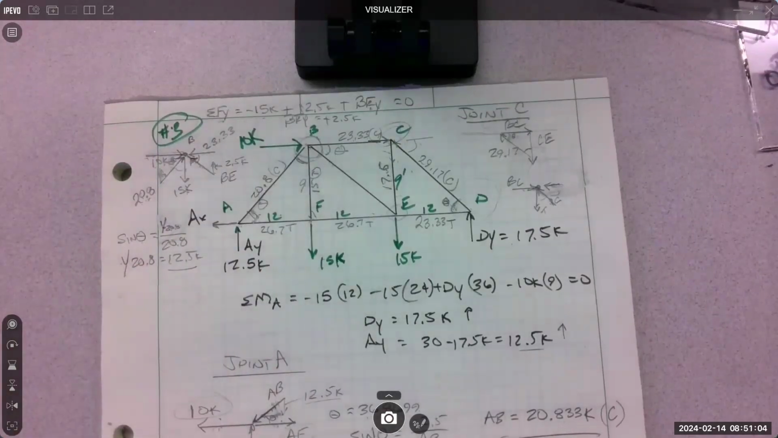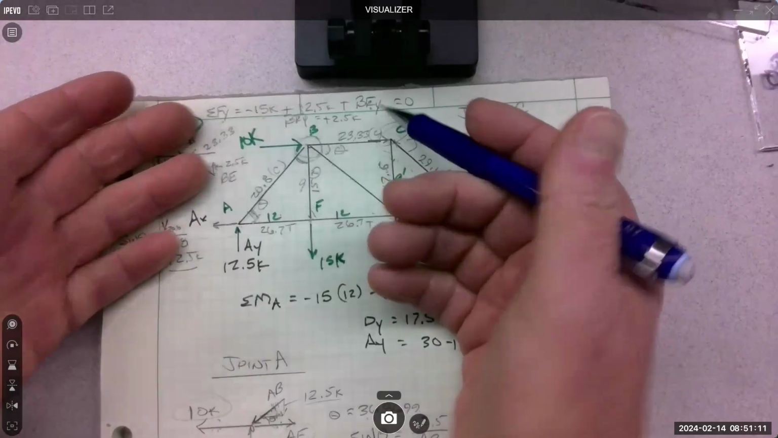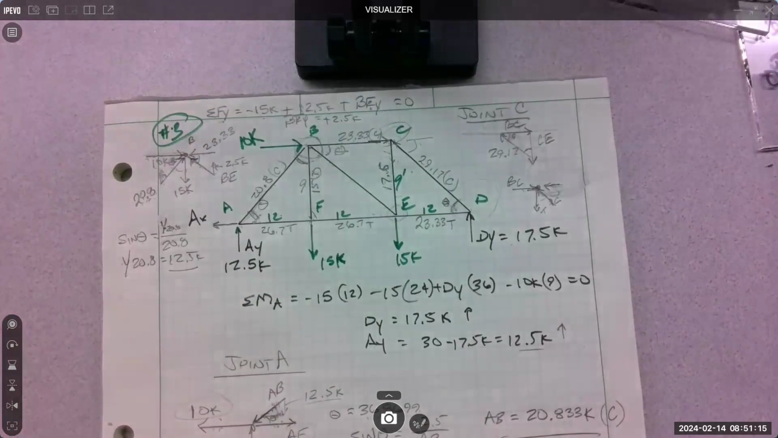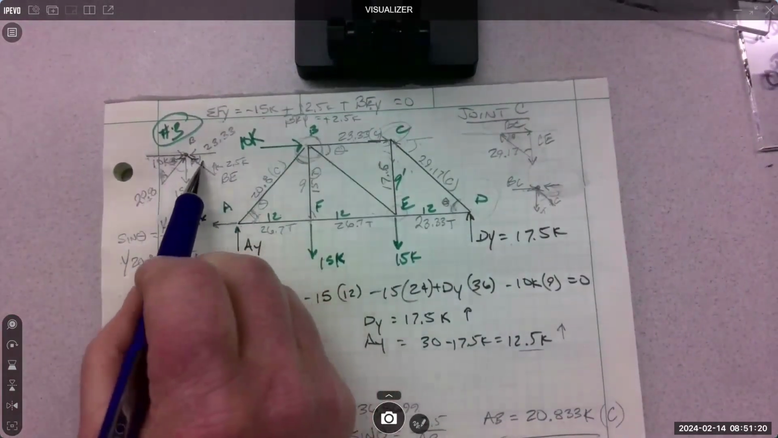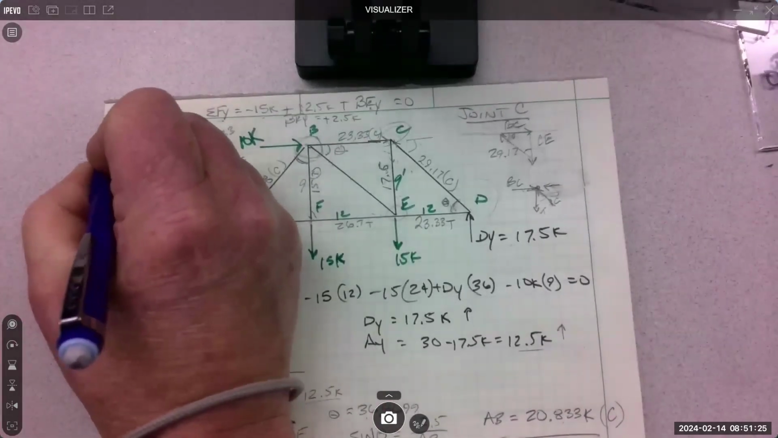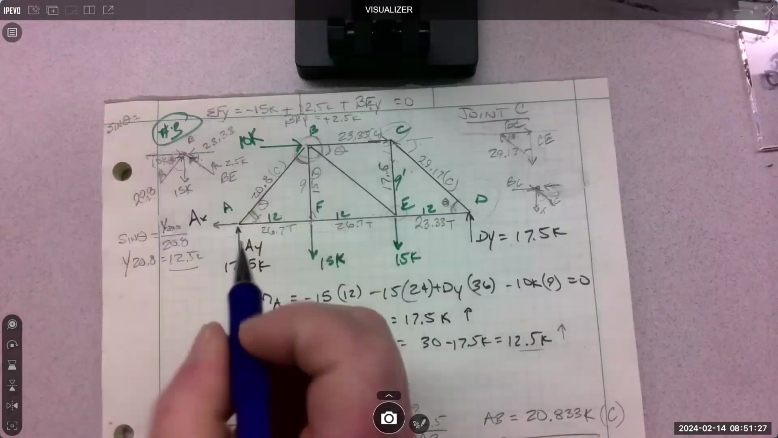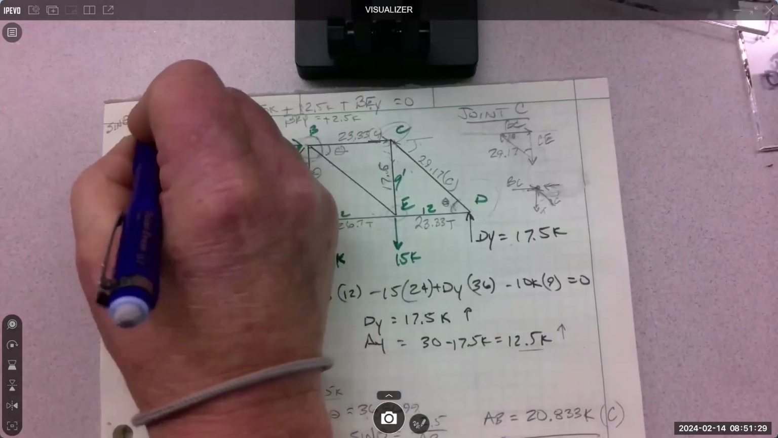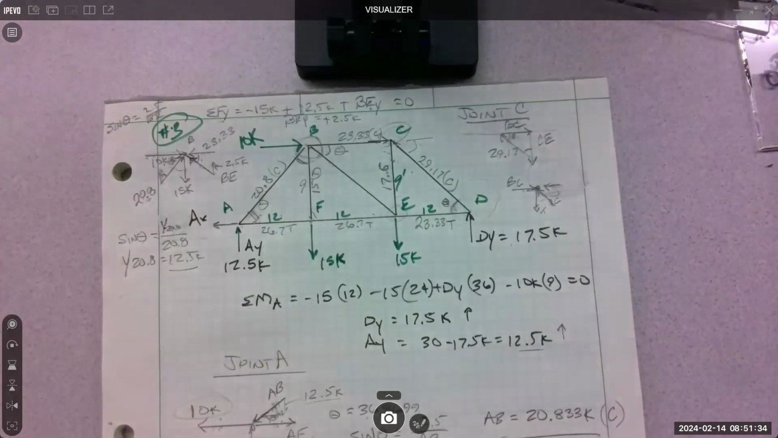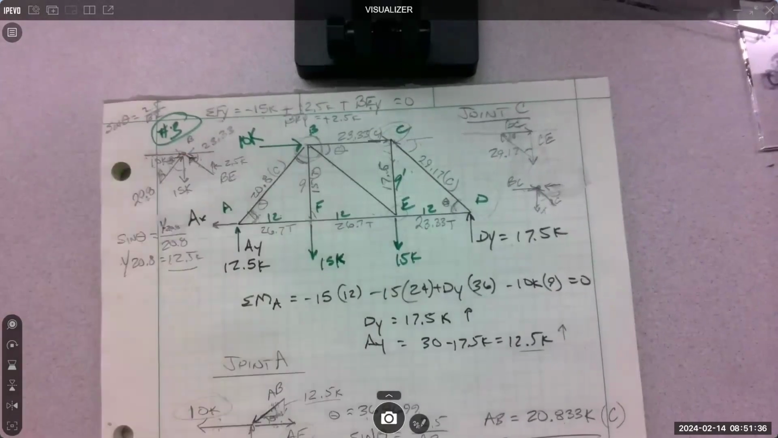Super easy to get it all mucked up in your head. It's really easy to forget what you're doing. Like, what am I doing here? I'm summing forces in the Y. So that helps remind me. So this is theta. My 2.5 is known. So I can say sine theta, that's the 36, is 2.5 over BE. BE is 2.5 divided by sine theta.